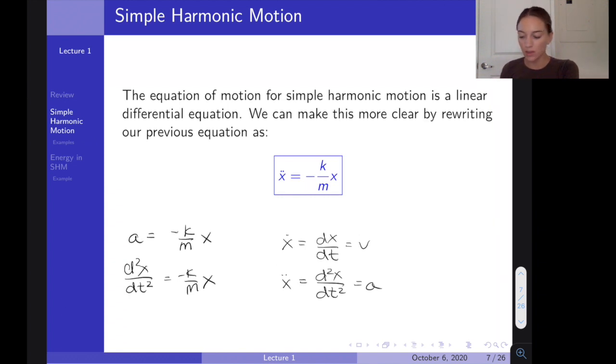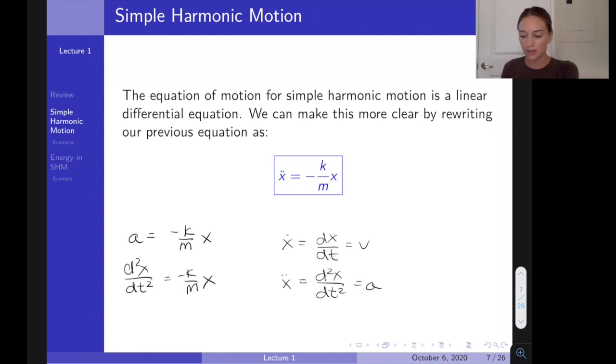And the reason that we rewrote the equation from the last slide in this form is so that it's clear that we're dealing with a differential equation. Right? So a differential equation is one where the derivative, or the double derivative in our case, depends on the actual current value of your function. So here we have the second derivative is equal to some constant times the function itself.